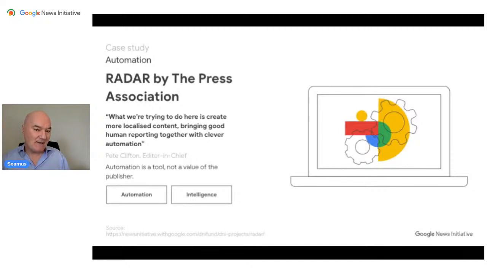So artificial intelligence, crawling through data and then providing this set of statistics and information to news organizations. We're already seeing that, particularly when it comes to breaking news and crisis situations. But as you can see there, the Press Association is really developing this with this tool called Radar. And as you can see from the editor-in-chief at the Press Association, what we're trying to do here is create more localized content, bringing good human reporting together with clever automation. So this partnership between the human and the machine, if you like, is something a lot of people are talking about at the moment as being very, very important indeed.